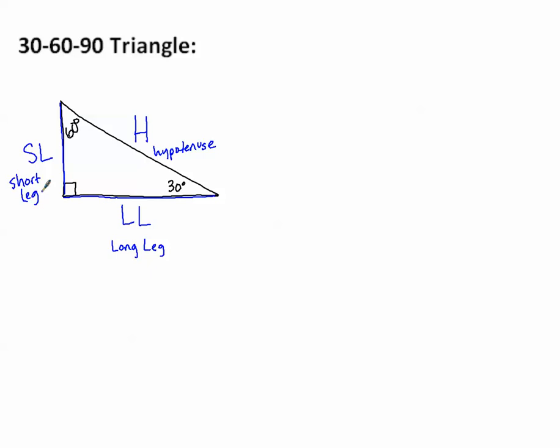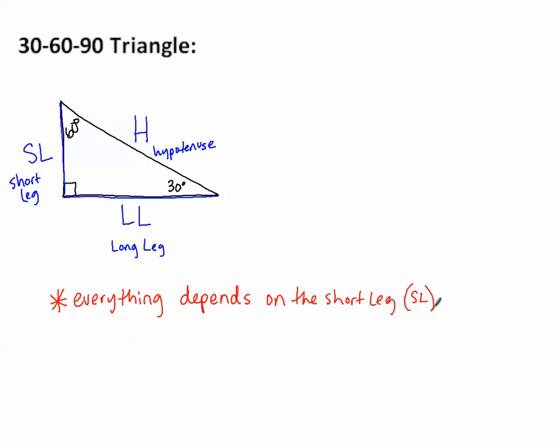What's the relationship between these three sides? Here's the formula. First of all, everything depends on the short leg. So let's make a note of that. Finding every side depends on what the short leg is, so we always find that first. We're calling that SL, the short leg. So always find the short leg first, because everything depends on it. We can't find the other things without finding the short leg.